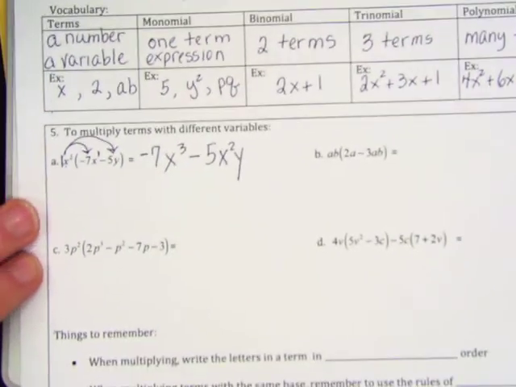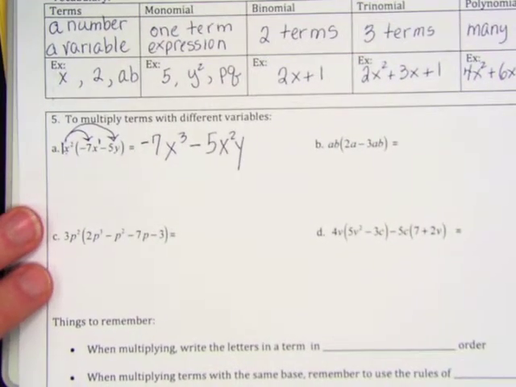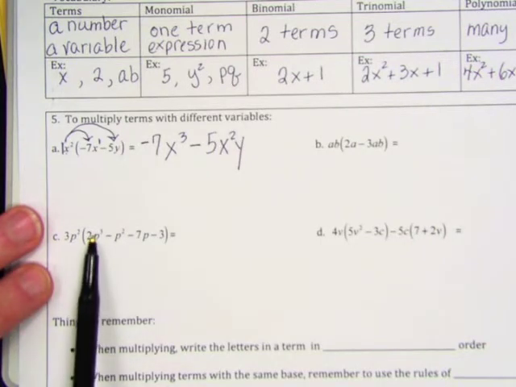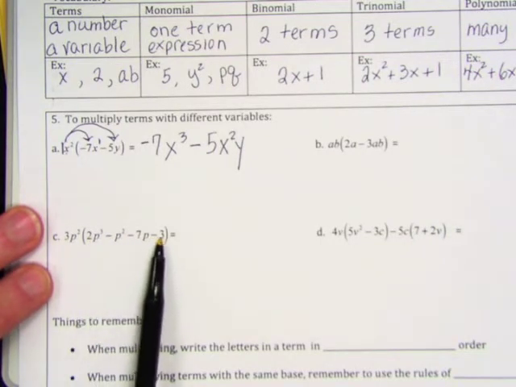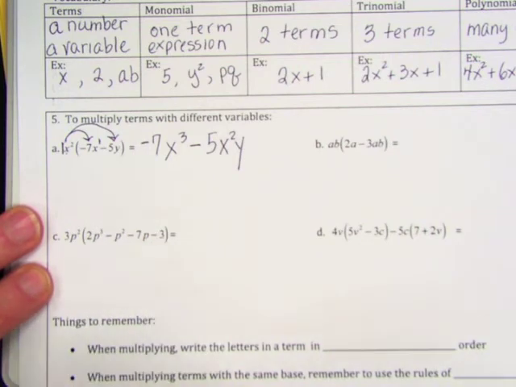Now I'm going to do letter C with you. So 3p squared multiplied by all those terms inside. This would be called a polynomial because there are 4 terms in there. Again, we're going to distribute.